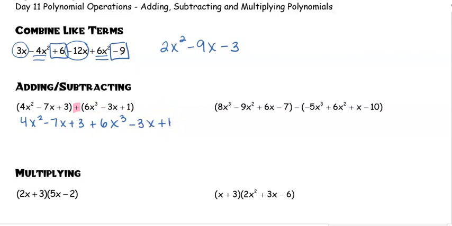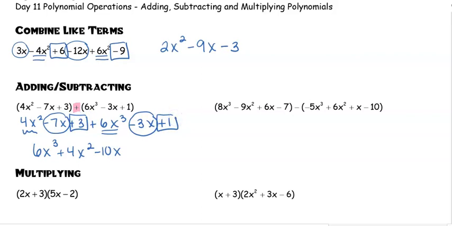And then combine like terms. Highest exponent first. So we see that 6x cubed. And then we got a 4x squared. A negative 7x and a negative 3x is going to make a negative 10x. 3 plus 1 is a positive 4. And notice how our answer is in descending order, the highest exponent to the lowest exponent.